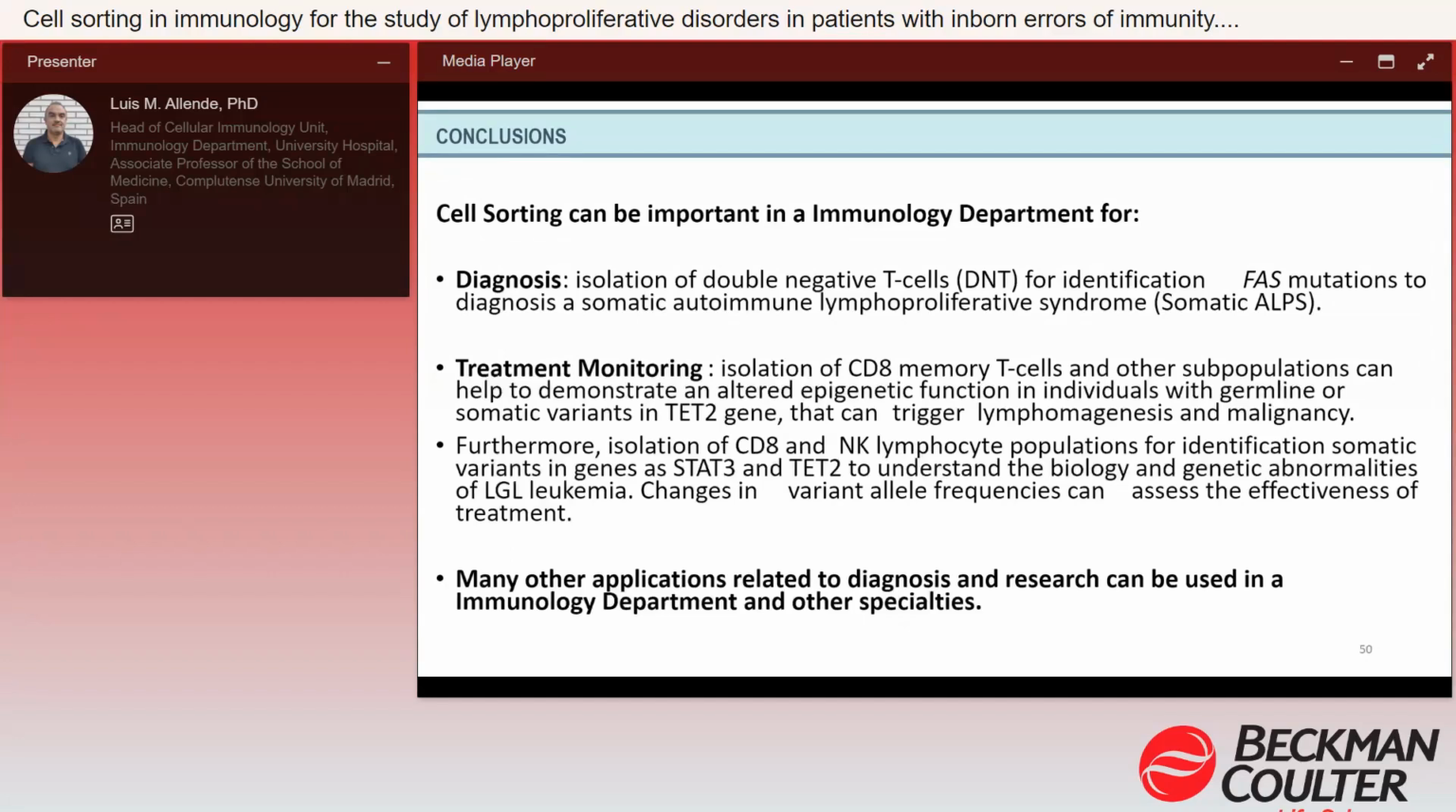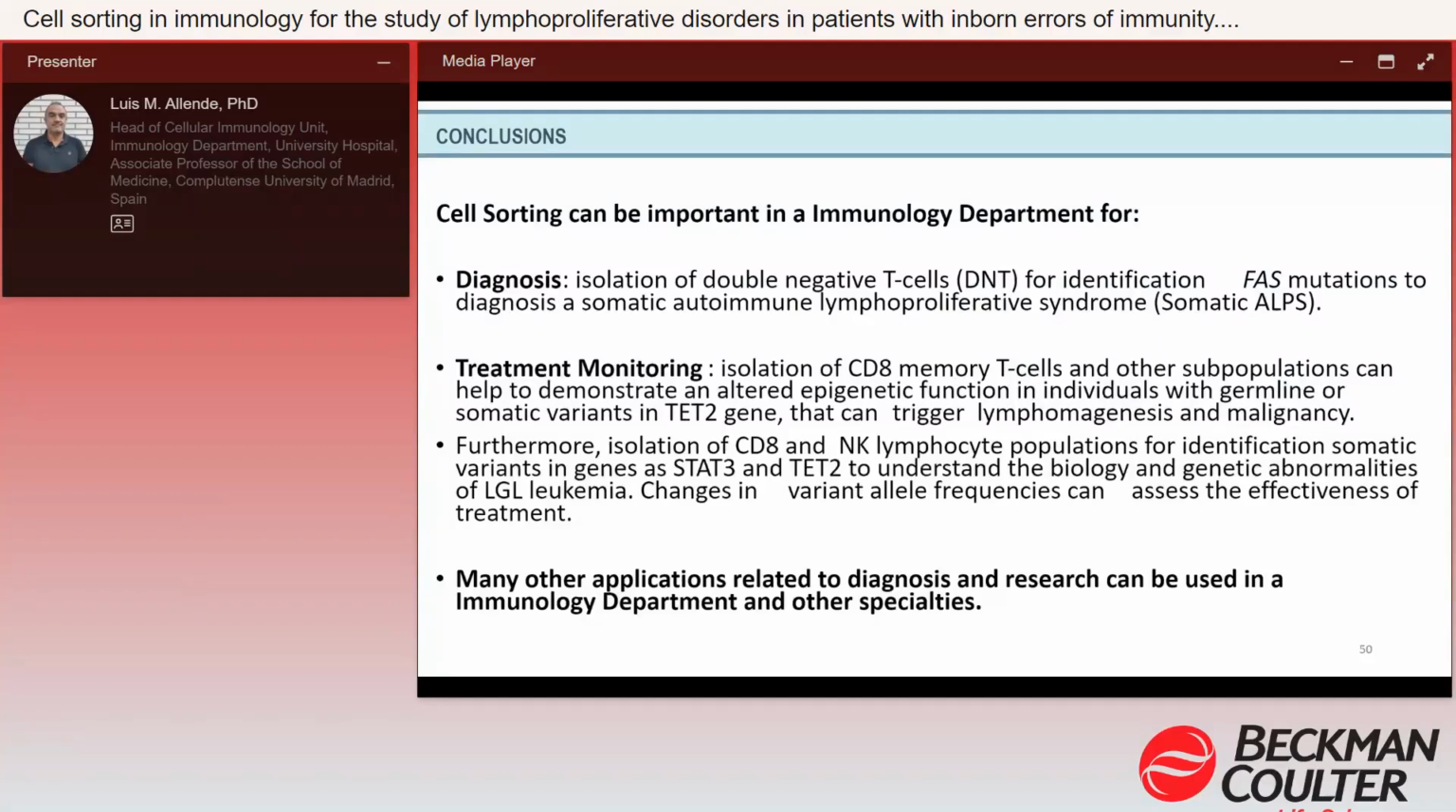As a conclusion, cell sorting can be important in an immunology department for diagnosis. Isolation of double negative T cells for identification of FAS mutations helps diagnose somatic autoimmune lymphoproliferative syndrome. For treatment monitoring, isolation of CD8 memory T cells and other subpopulations can help to demonstrate an altered epigenetic function in individuals with germline or somatic variants in TET2 genes that can trigger lymphomagenesis and malignancy.